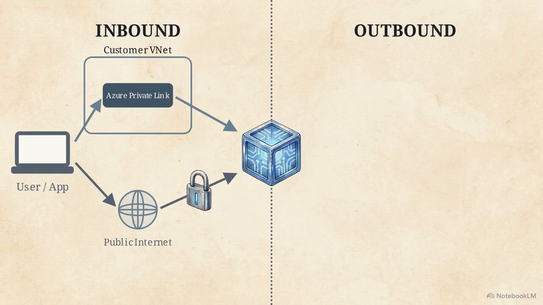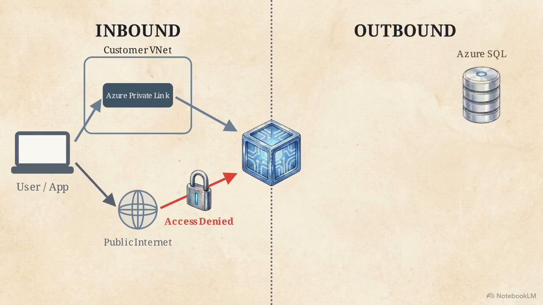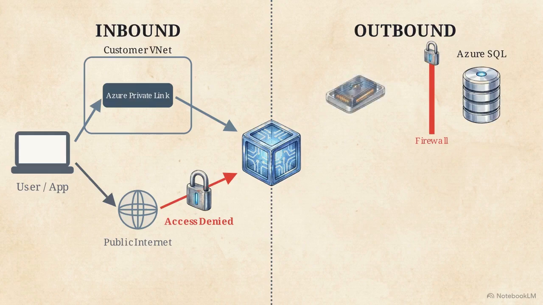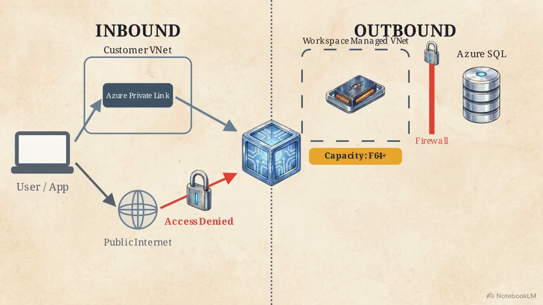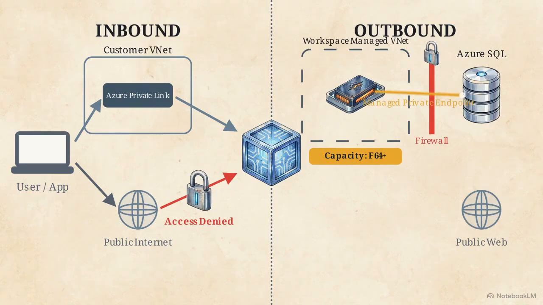The outbound pathway requires a different mechanism. When Fabric Compute needs to reach an external, firewall-protected data source, it uses a managed private endpoint. Workspaces on an S64 capacity or higher spin up their Spark clusters inside a workspace-managed VNet. This network is isolated and managed by Microsoft. From inside this managed VNet, administrators can provision a managed private endpoint straight to the target Azure resource, allowing Spark notebooks to query protected databases without public exposure.